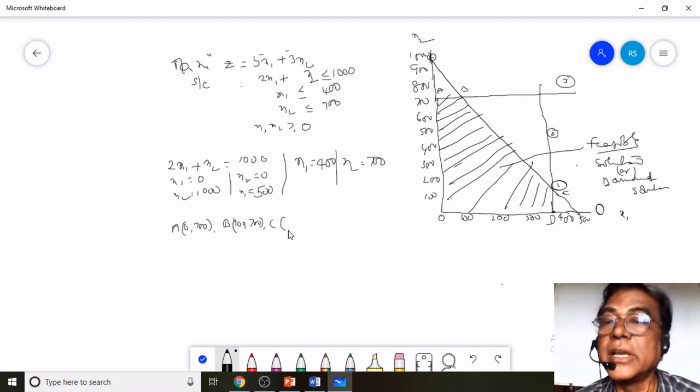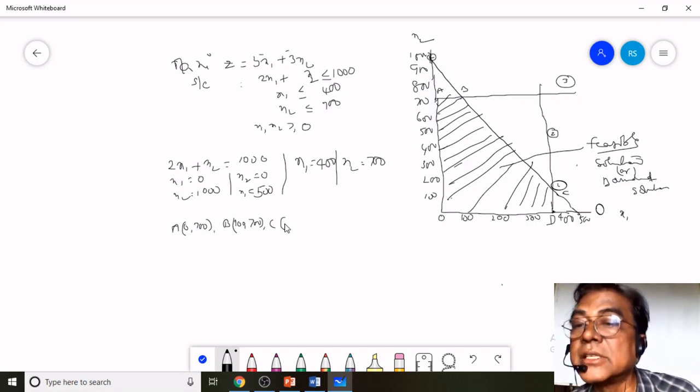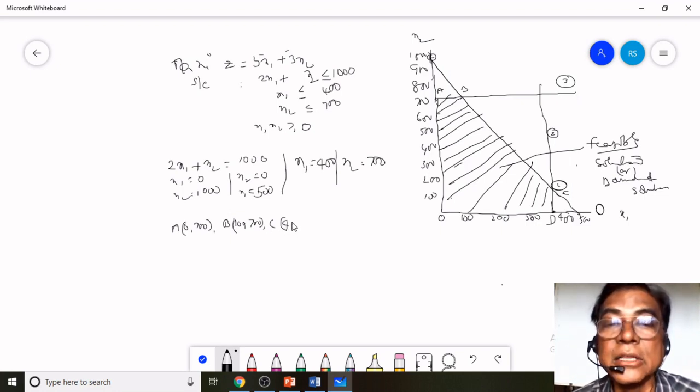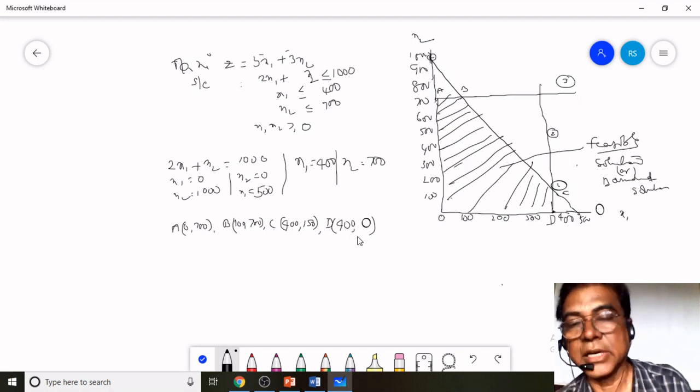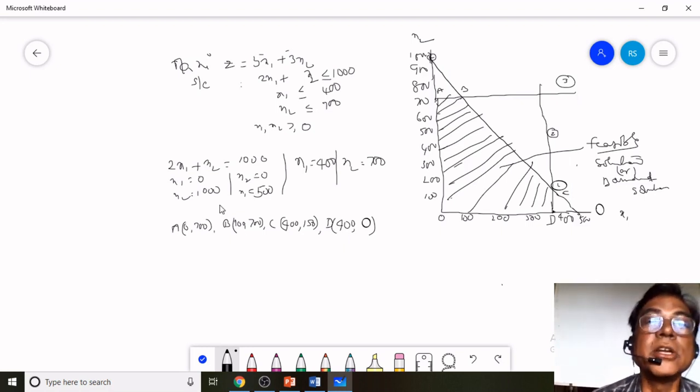Take the C coordinate. C coordinate is x1 equal to 400, x2 equal to, let's say, 150. And come to the D coordinate. D coordinate x1 is equal to 400, x2 is equal to 0. Okay, you will get all the corner values. Now better to go to the maximum.